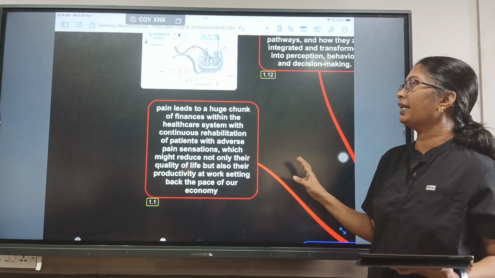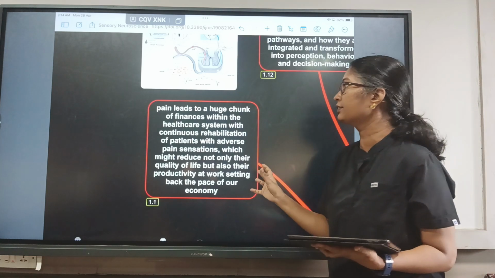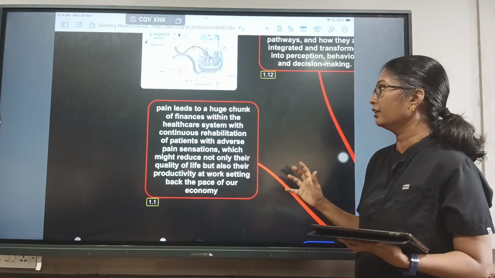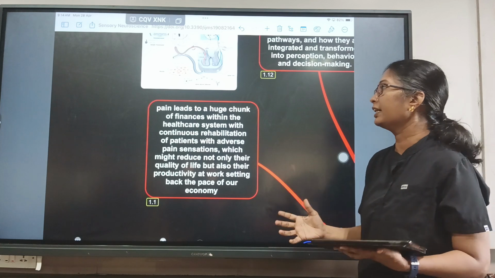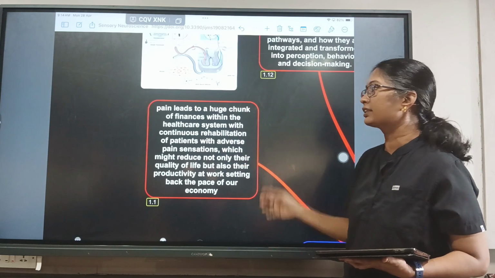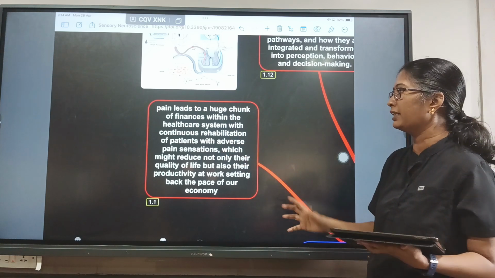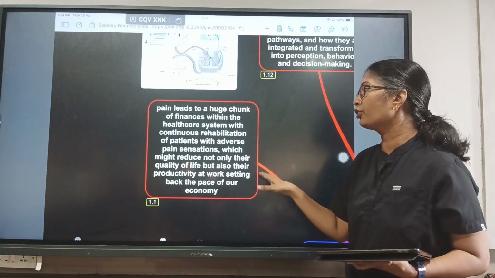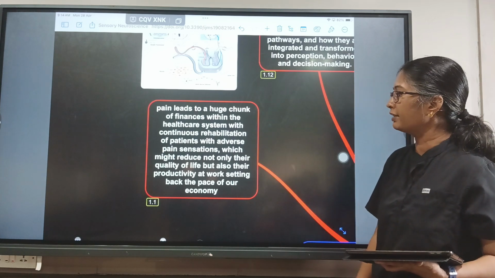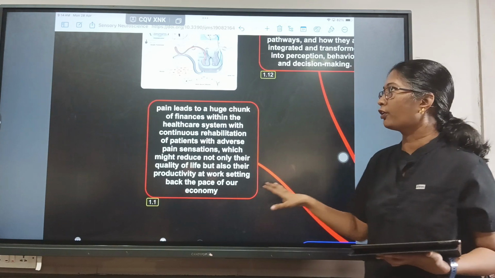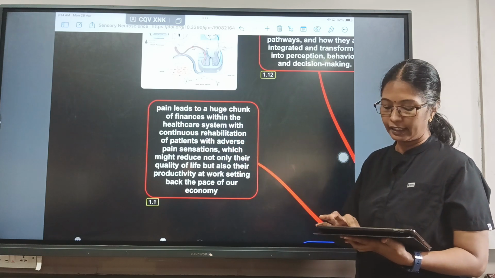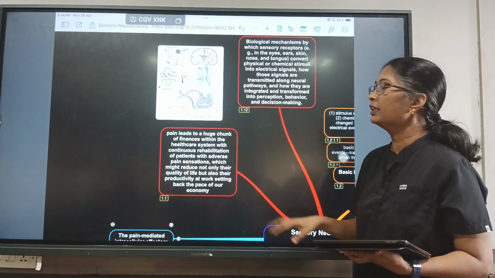So we know pain is a huge chunk of finances within the healthcare system, which is the main reason why patients reach the healthcare system, and it needs continuous rehabilitation of patients with adverse pain sensations, which might reduce not only their quality of life but also their productivity at work, setting back the pace of our economy. So pain is a major area of the healthcare system which needs to be addressed. Thank you.